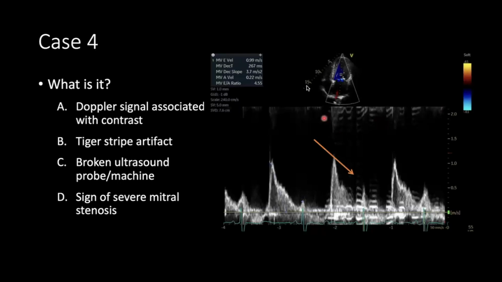B? Okay, most people agree it's B. Tiger stripe artifact? Or did I just make up that name? Tiger stripe. It's a very well-informed audience. Everyone's bang on here. Okay, yeah, so it is a tiger stripe artifact.